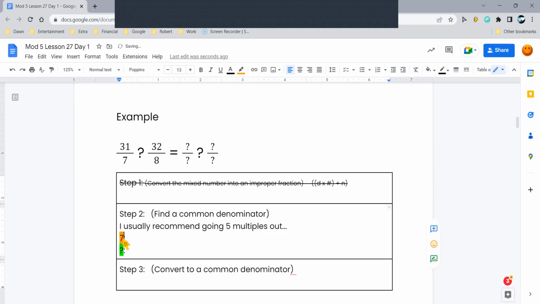So right here, I'm going to go 7 and 8. So 7, 14, 21, 28, 35. Okay. And then right here, I'm going to go 8, 16, 24, 32, 40. Look, it doesn't look like I have either of them yet.